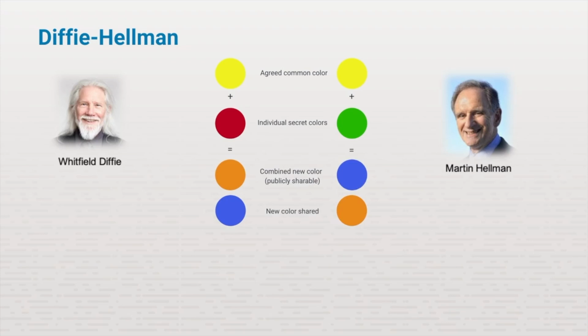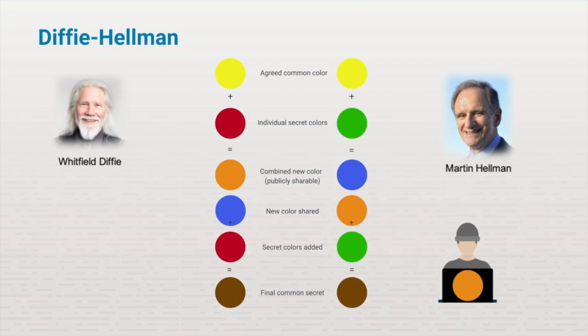Each user ends up with the same new secret color. This new secret color, or key, is then used to encrypt and decrypt their messages. If a hacker were to intercept any of these messages without knowing each user's secret color, they wouldn't be able to reverse the process and figure out the final secret color. Diffie-Hellman is frequently implemented in security protocols such as TLS, IPsec, SSH, and more.